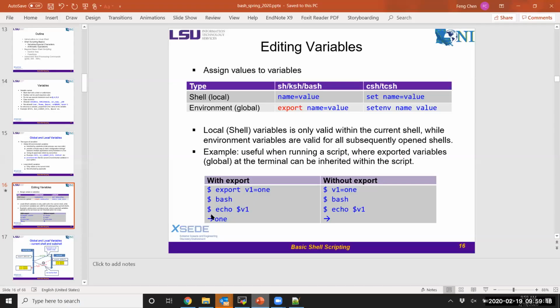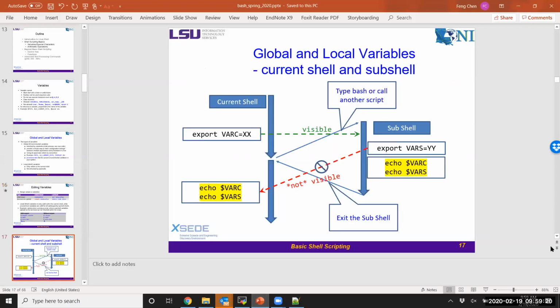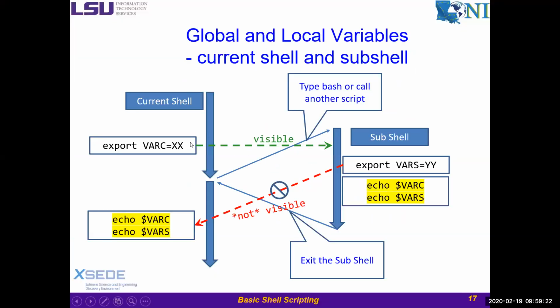And here is a graph I prepared, a figure showing the global and local variables, the current shell and the subshell. When you define the global variables in the current shell, it's inherited by the subshell. But when you define something in the subshell, it's not inherited by the current shell.